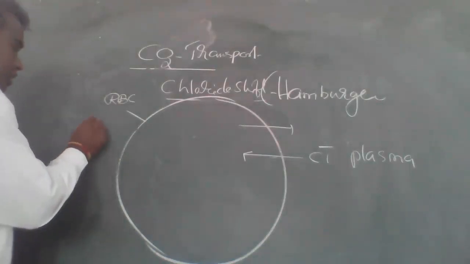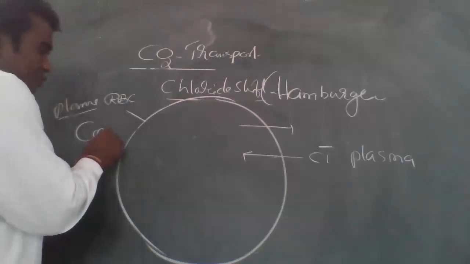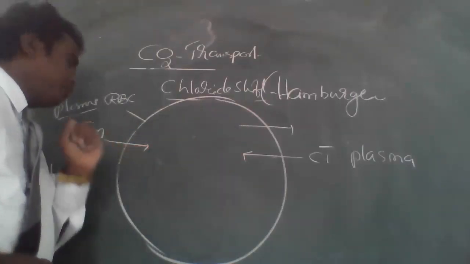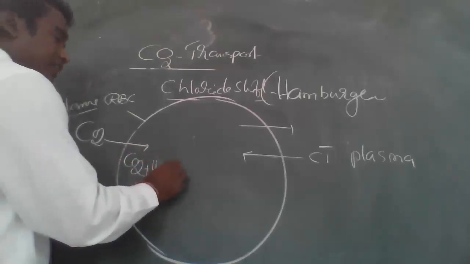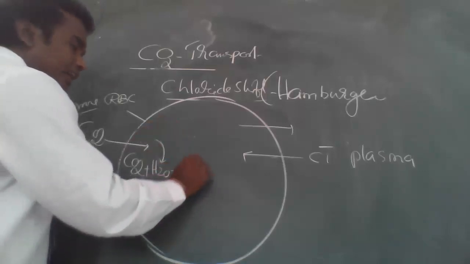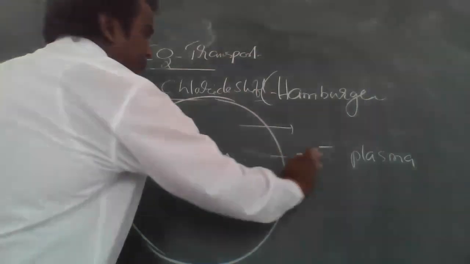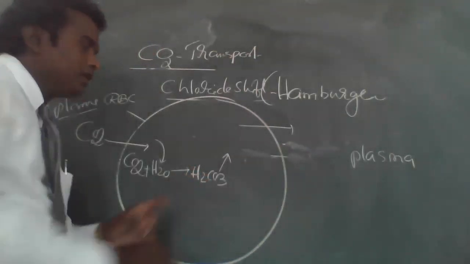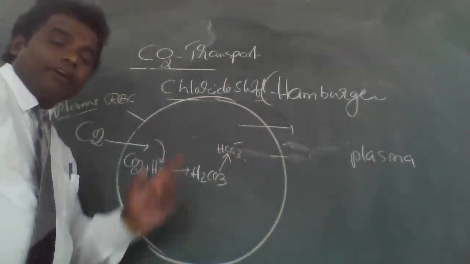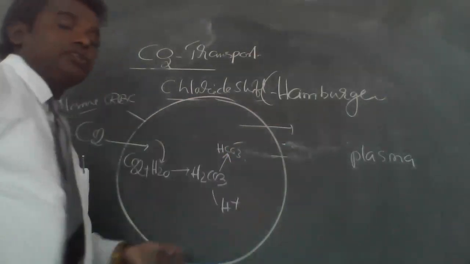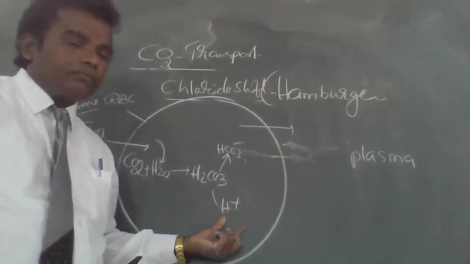Come on, tell me. For example, the CO2. This is plasma. In the plasma, this is present. This CO2 diffused into the RBC. Just now I told you. This CO2 binds with water to form H2CO3. Immediately these H2CO3 ionize into HCO3, bicarbonate ions, negatively charged particles, and H plus ions, positively charged particles. This is very, very important.